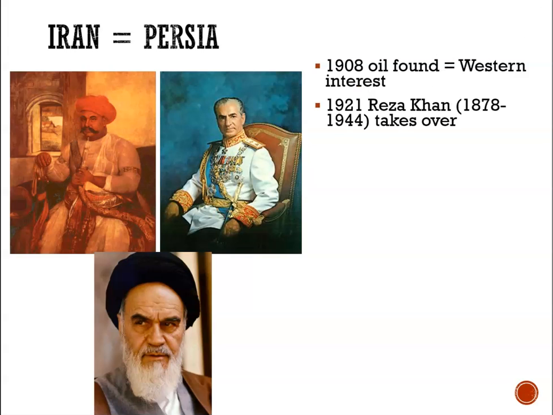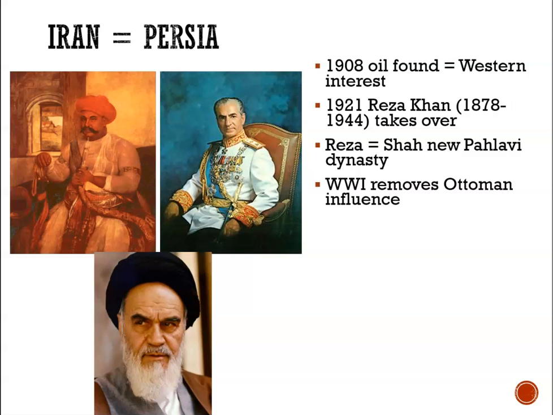So we see in 1921, Reza Khan will take over Iran, and he lives till 1944. And Reza will now be called the Shah of Iran, in a new dynasty, the Pahlavi dynasty. World War I, of course, removes the Ottoman influence in Iran, which had been there until that time, and now they begin to operate more independently. Shah Mohammad Reza Pahlavi, you see pictured.